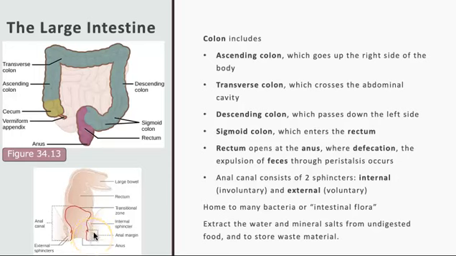Now, our colon is also going to be home for a lot of our good bacteria, our intestinal flora that will help us with absorbing certain nutrients and also will produce certain vitamins for us. And in the colon, we've said it before, we're going to extract water and mineral salts from our undigested food and store our waste material to then later be defecated.